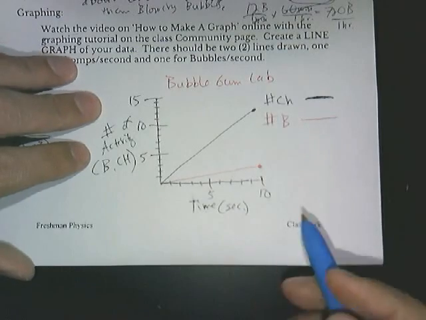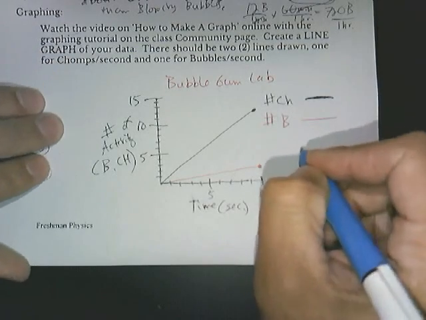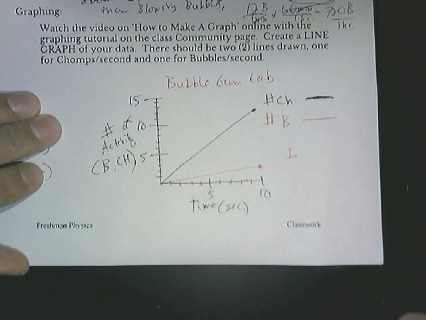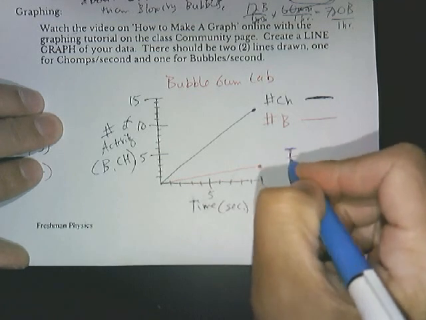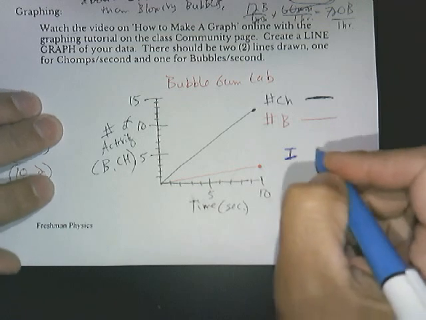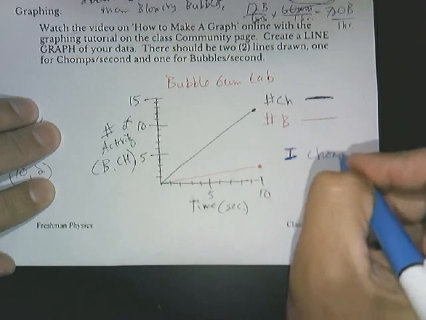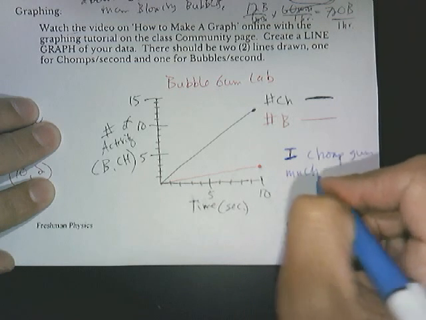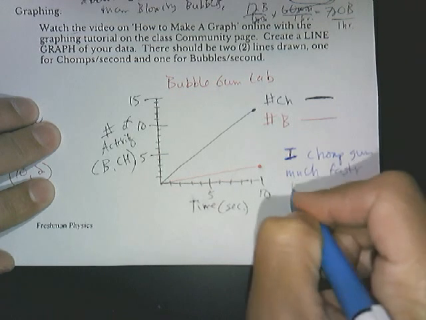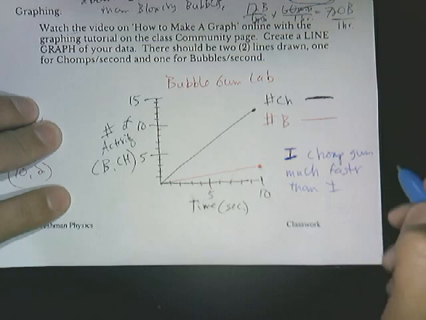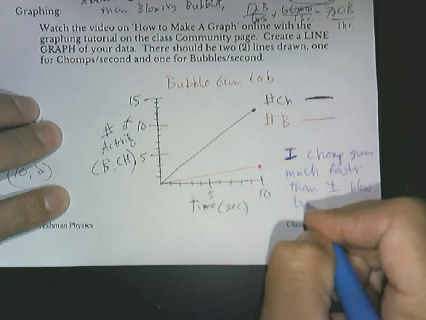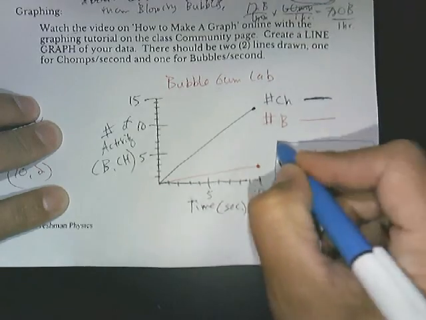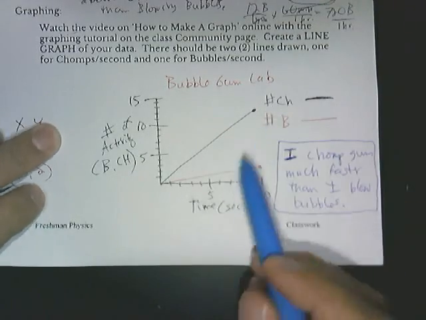And my summary statement is going to be something like this. You know what? I'll change colors just to make the color coding good. I chomp gum much faster than I blow bubbles. And I can just put this in a box and just kind of call it done. But it's a nice summary that makes sense of the picture here.